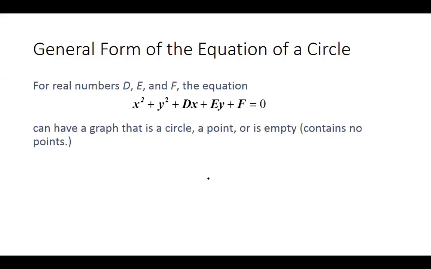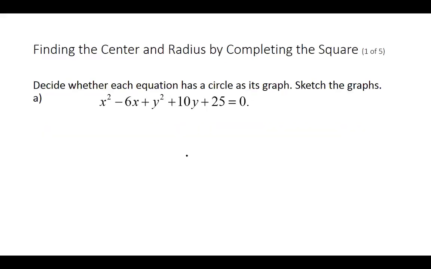For real numbers d, e, and f, this equation x squared plus y squared plus dx plus ey plus f equals 0 can be a graph that is either a circle or a point or empty. This would be an example where we want to see whether this graph is a circle or not. As you can see, this is not in the form of standard form.